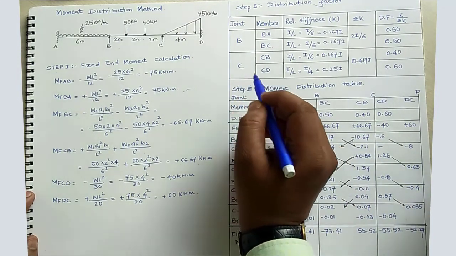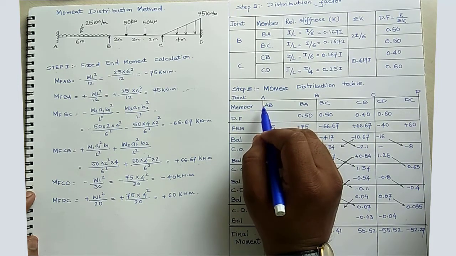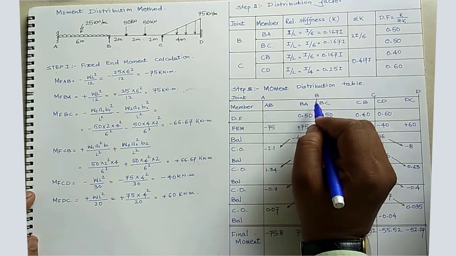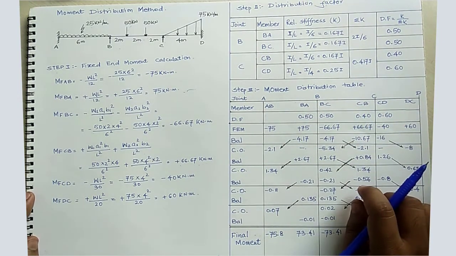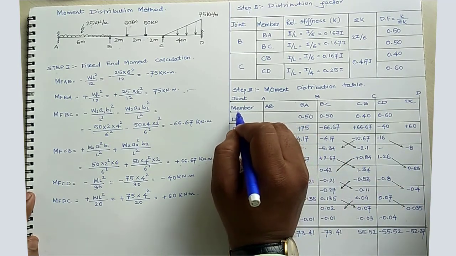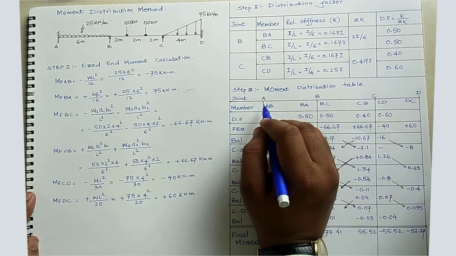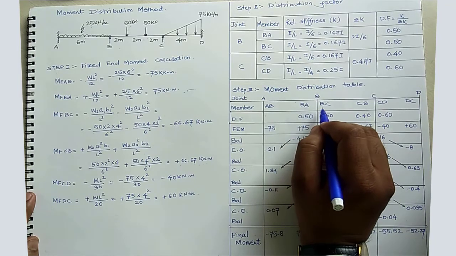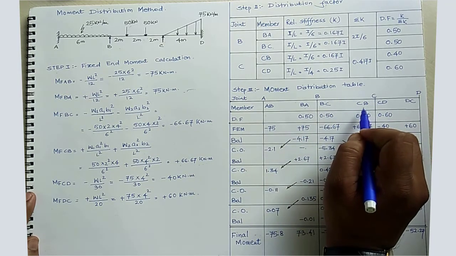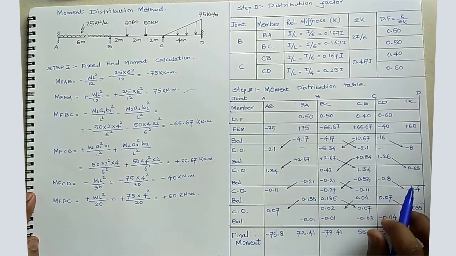Now write in the first row the name of the joint. For A line, write A. For B, write B, C and D respectively. And write the member below the row of joint. So for joint A, the member is AB. For joint B, the members are BA and BC. For joint C, the members are CB and CD. For support D, the member is DC.